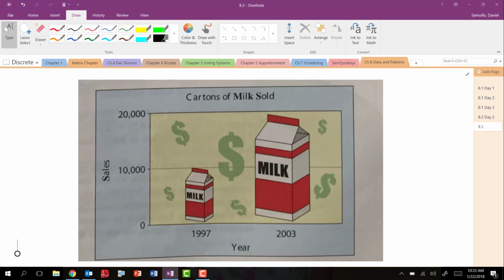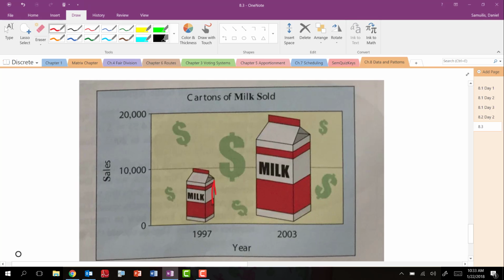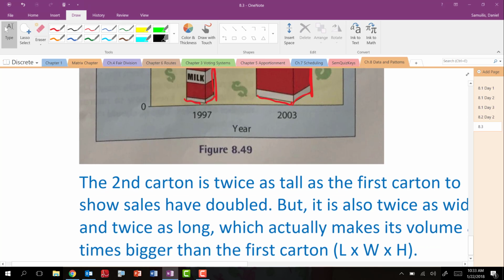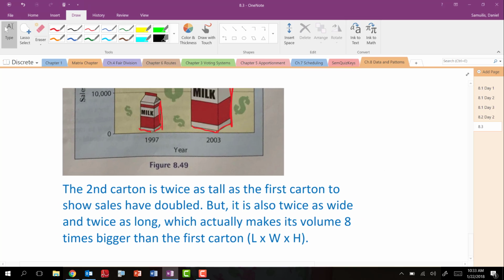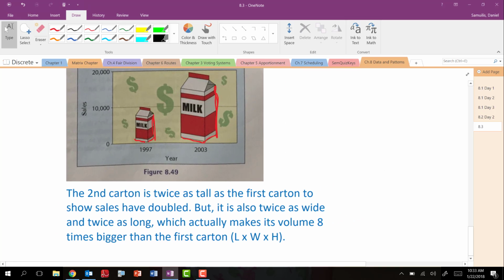This milk carton is actually 8 times the size of this other one. Huh? It's a simple volume question. If I double the height, I also double the width and the length. And actually what that does, through simple math, isn't volume length times width times height, right? You doubled the length, you doubled the width, you doubled the height. 2 times 2 times 2 is 8. This milk carton is actually 8 times the volume of the other one.